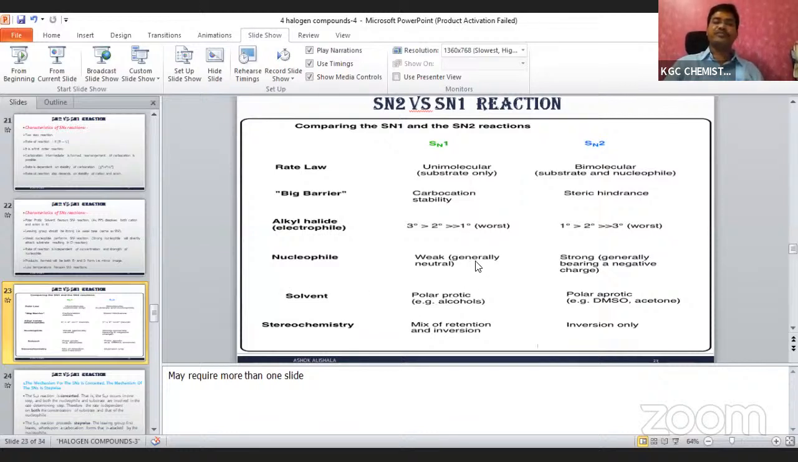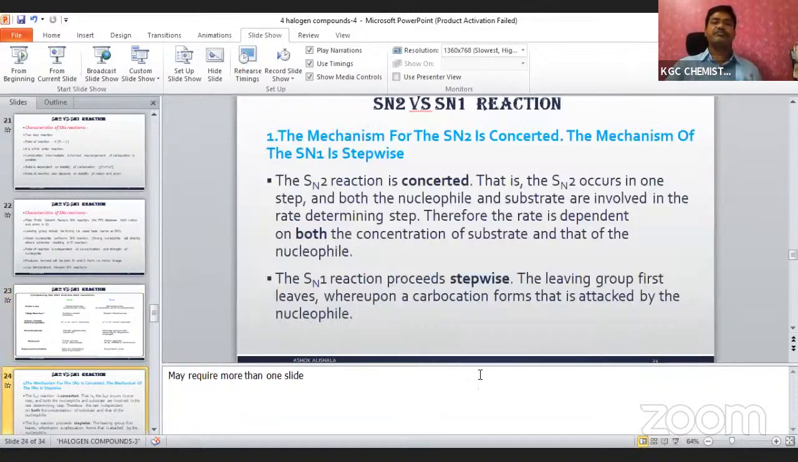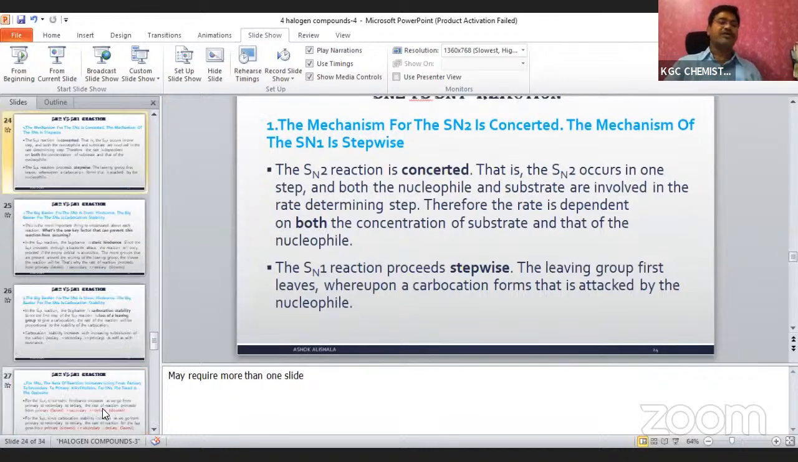Nucleophile: weak, generally neutral in nature, for SN1; strong, generally bearing negative charge, for SN2. Solvent: polar protic for SN1, whereas polar aprotic for SN2. Stereochemistry: a mixture of retention and inversion, that is racemization, for SN1, but for SN2 only inversion of configuration is found. The SN2 reaction is concerted, meaning a single step reaction, whereas the SN1 reaction is a stepwise reaction.